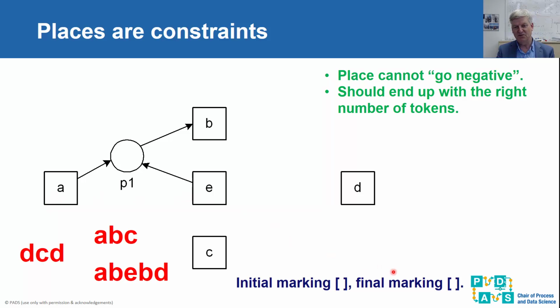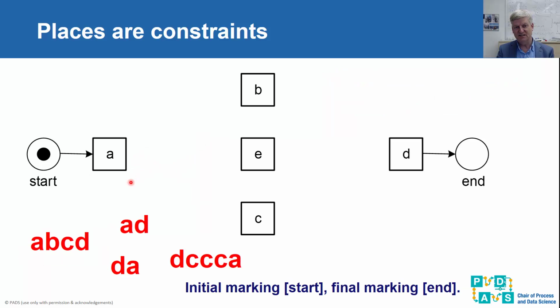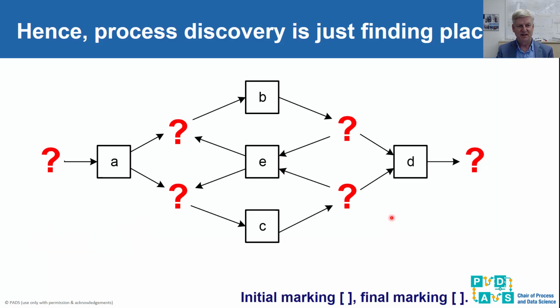At the end, because we want to have the final marking, the number of times that A and E is executed should be exactly the same as the number of times that B has been executed. So places are like constraints that restrict the behavior. And here I'm showing simply some examples. So if we add a start and an end like this, then we have the requirement that A should happen precisely once and D should happen precisely once to reach the final marking.